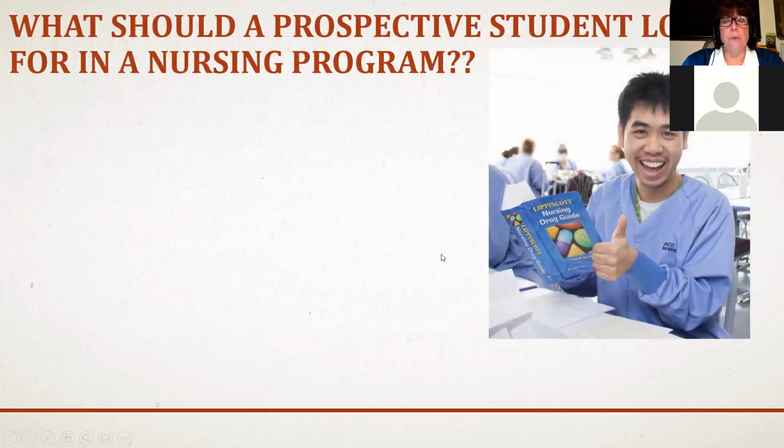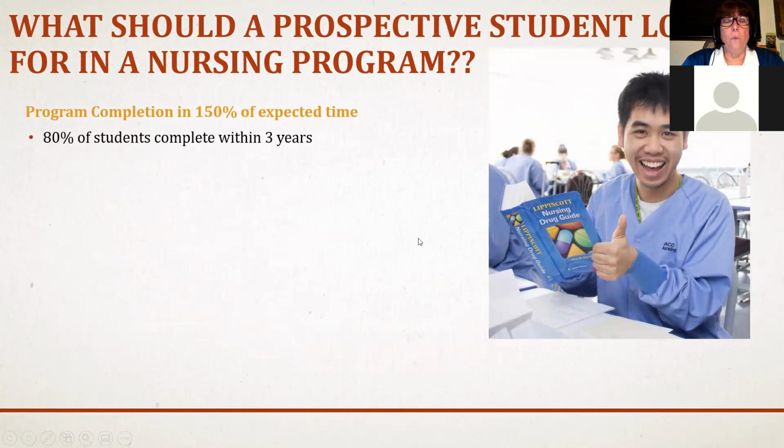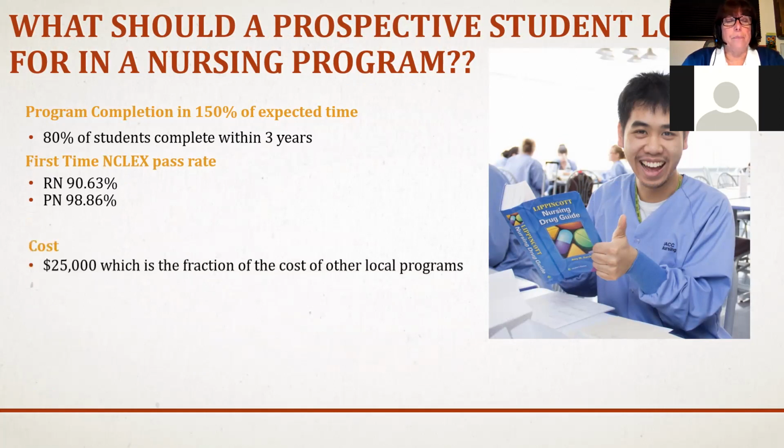So why should you come to us? Quality. Nursing programs are judged by how many of our students graduate once you are a student in the program. Our completion rate is 80%. Our first-time licensure exam pass rates are some of the highest in the state. Our RN program is about 91%. The PN program is 98%, and that's been consistent for years.